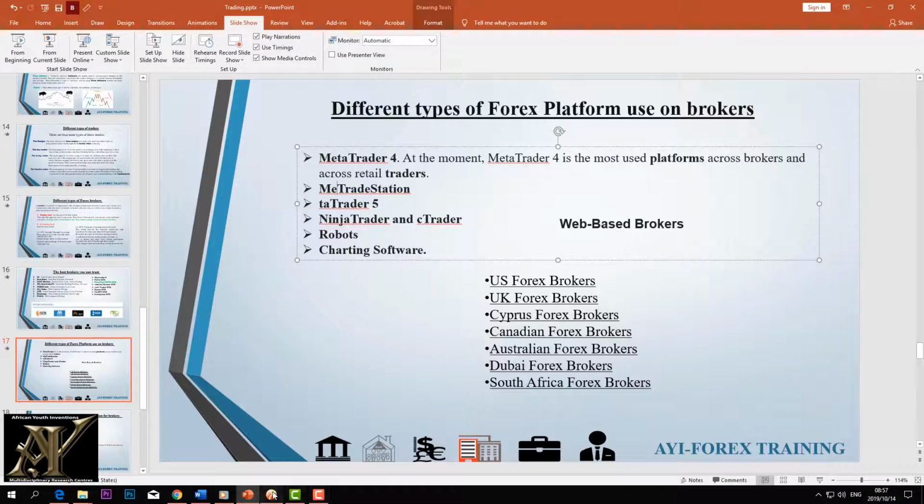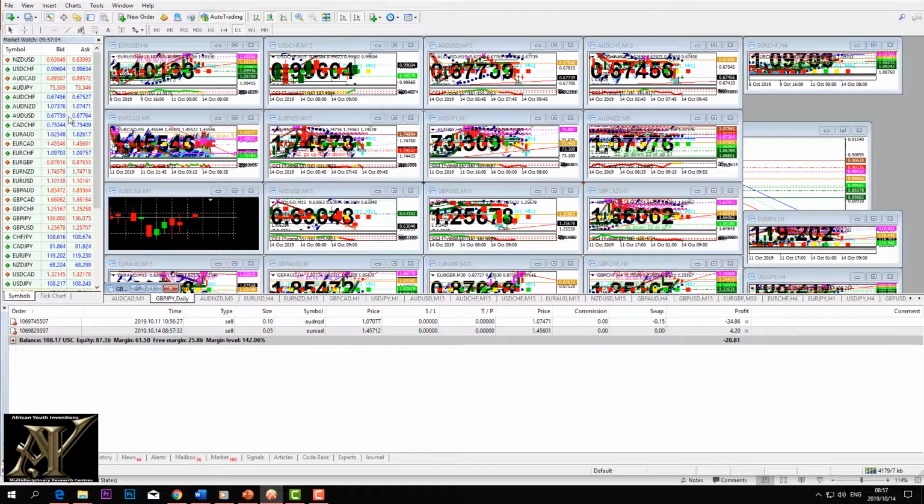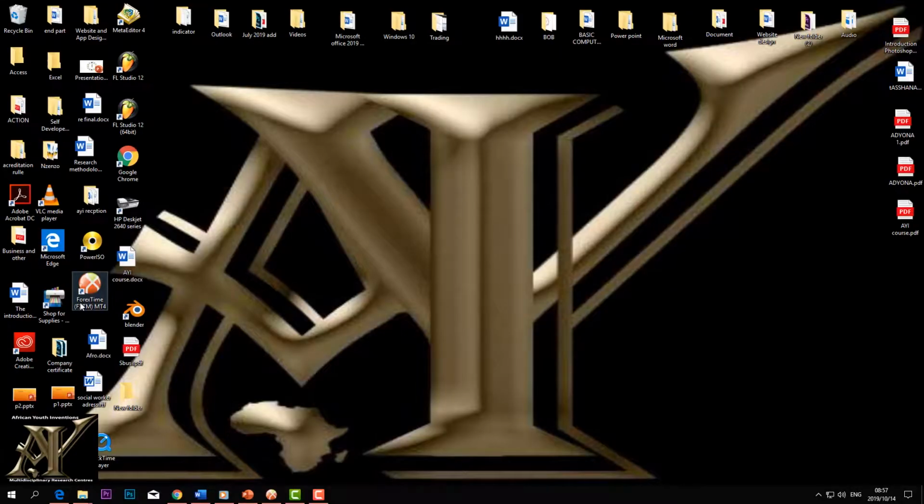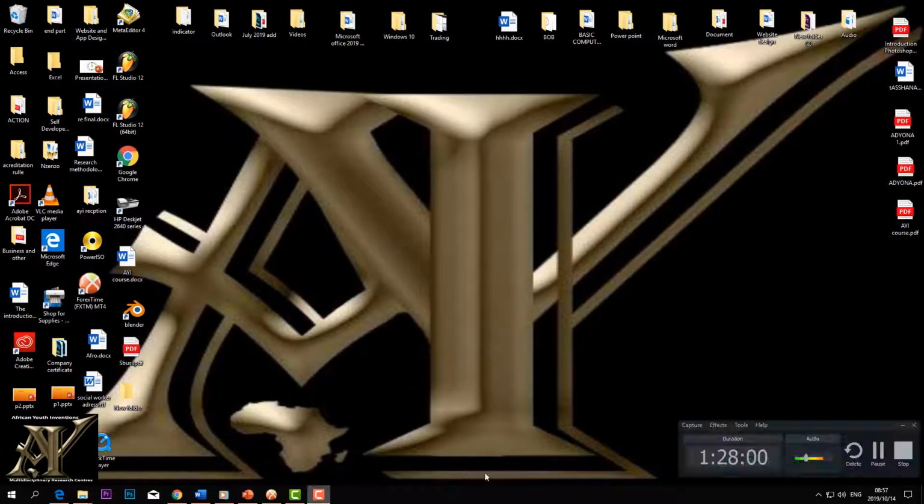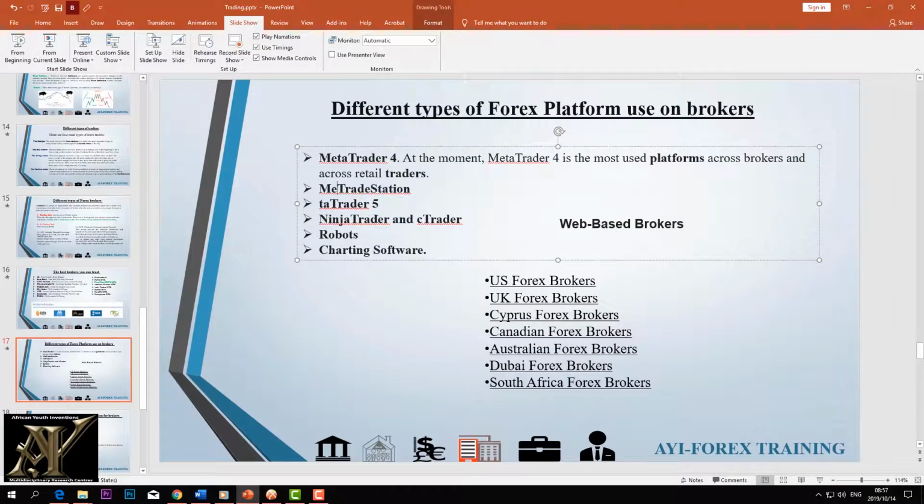Now, this is the platform, like what you see here. This is the platform that we're using, MetaTrader. I'm using MetaTrader 4. You can see it if I minimize here. This is MetaTrader MT4. This is the reason why I'm using MetaTrader: it's the most popular one. Some people use Ninja Trader, but at the moment MetaTrader 4 is the most used platform.